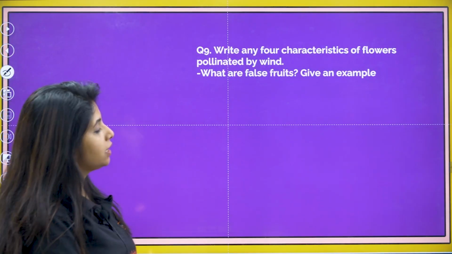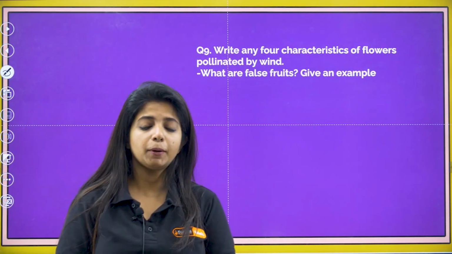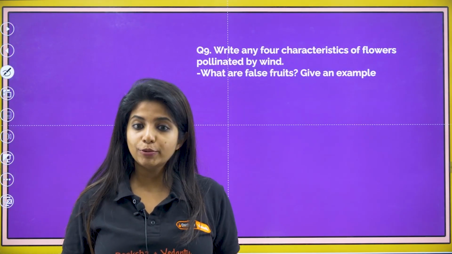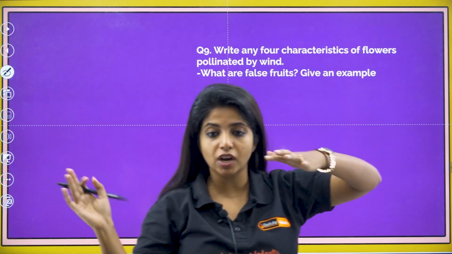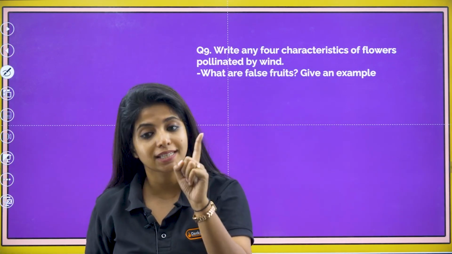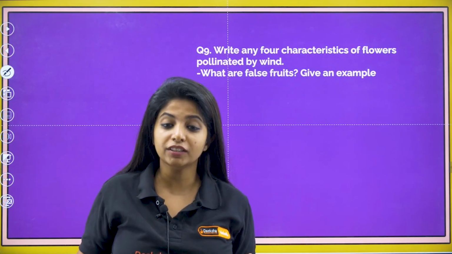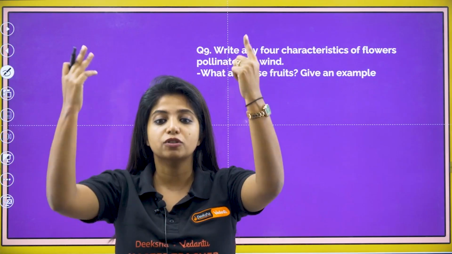Write any 4 characteristics of flowers pollinated by wind. Wind pollinated flowers. First of all, tell me, the pollen grains of these flowers, my dear children, are they sticky or not? They are non-sticky, ma'am. That's how they can fly. So, non-sticky pollen grains. Now, pollen grains are present on the stamen. How should the stamens be? They should be well exposed so that the wind can come and take the pollen grains. So, well exposed stamens should be there.